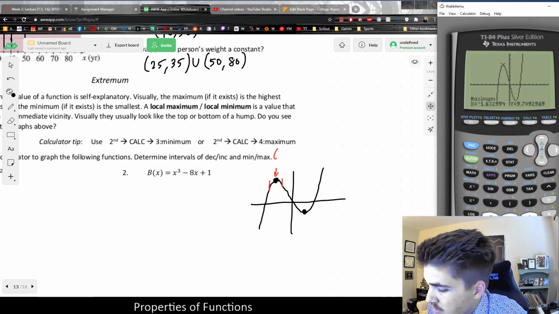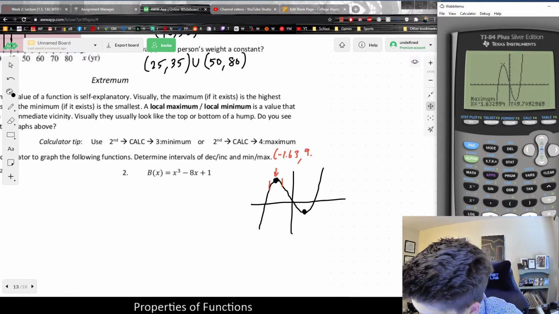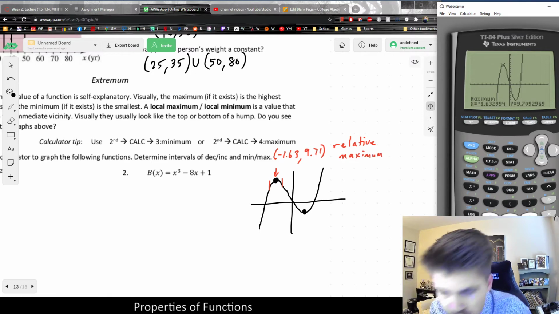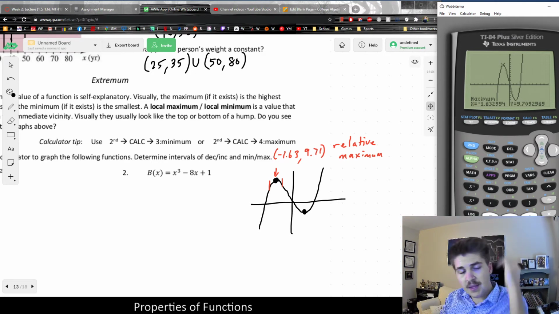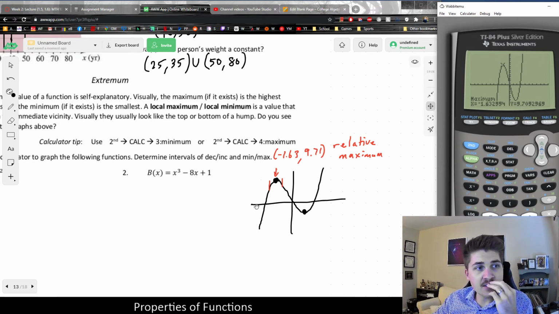And it says that that maximum point is, I'm just going to use 3 significant figures, about 1.63, comma 9.71. And we would say that that is the relative or localized maximum. Again, those are synonyms depending on the book you're using. So that would be specifically that point right there. Okay, and then we found our local maximum.